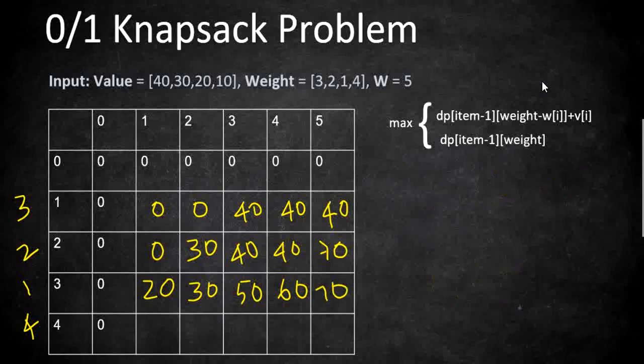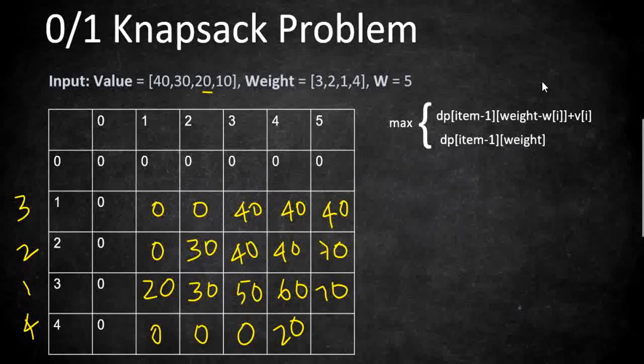Moving on to our last row, the item's weight is 4. So we cannot pick the item when the maximum capacity is 1, 2 and 3, and finally 4. If we are picking this item, the only item we can pick is going to be this. So the maximum value we are going to get by picking this item is going to be 20.